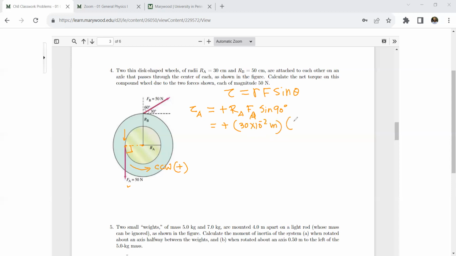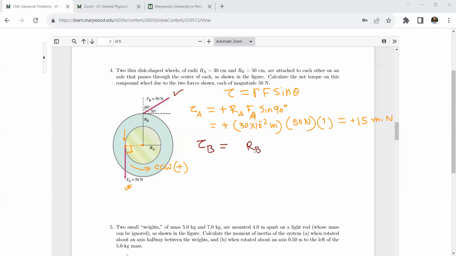FA is 50 Newton and sine 90 degrees is 1. So this gives us 15 meter Newton, positive 15 meter Newton. So the torque for this one is plus 15 meter Newton. Okay. So similarly, let's do the same thing for this force. So tau B.